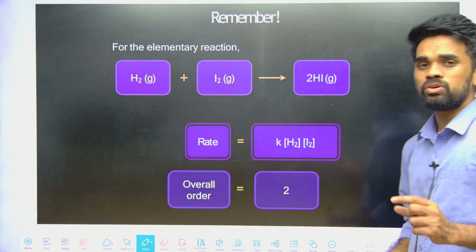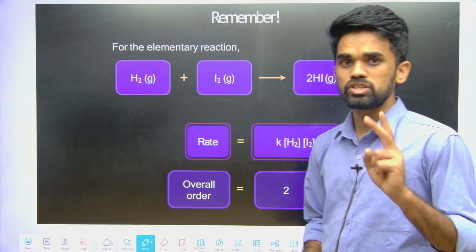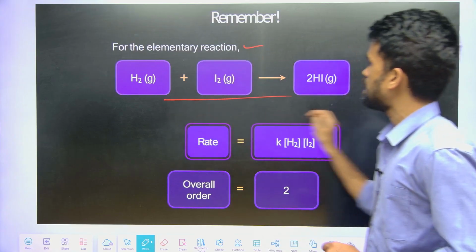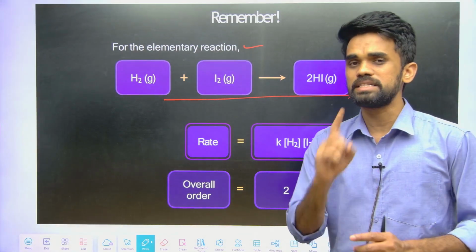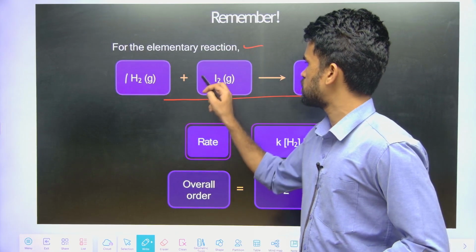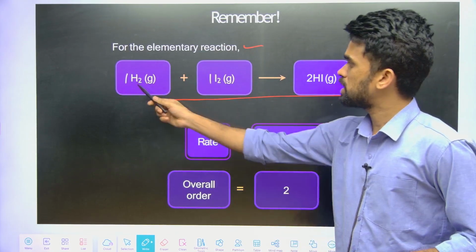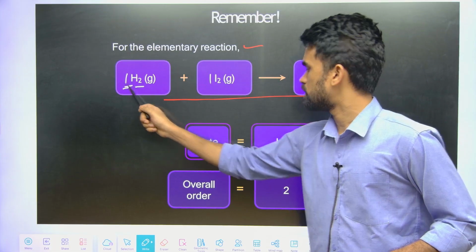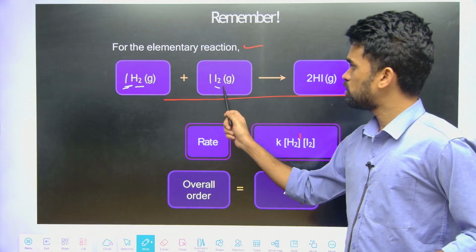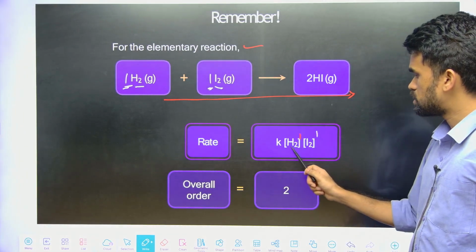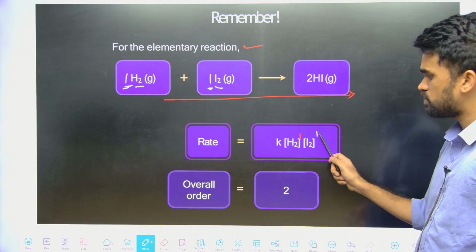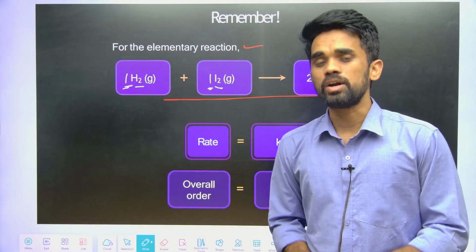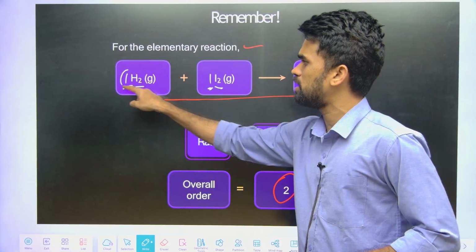Okay, so what I told you, there are two types of reaction. One is called elementary reaction, other one is called complex reaction. For the elementary reaction, so they are saying this reaction is an elementary reaction. It means that it takes place in a single step. So whatever the stoichiometric coefficients you are seeing for the elementary reaction, those become the order with respect to the reactants. Like what is the stoichiometric coefficient of H2? It is 1. So H2 to the power 1. And I2 is there. What is the stoichiometric coefficient? 1. So H2 to the power 1, I2 to the power 1. So 1 plus 1, 2. So the overall order of the reaction becomes 2. Like this, we can calculate the orders for an elementary reaction just by looking at the coefficients.